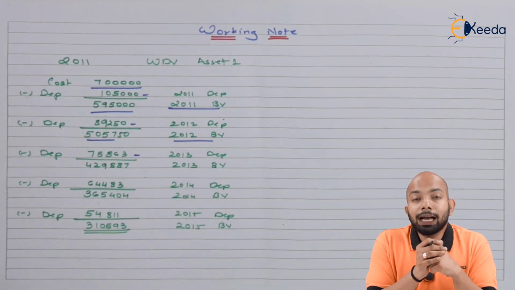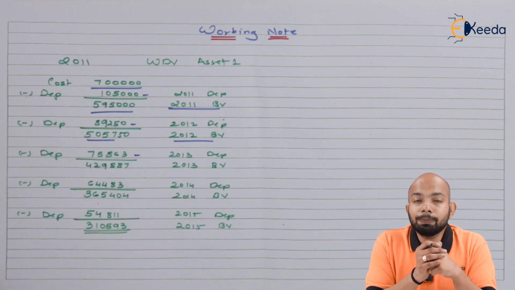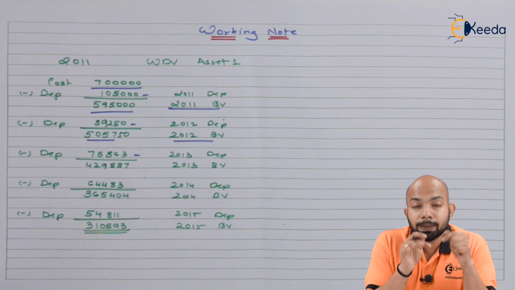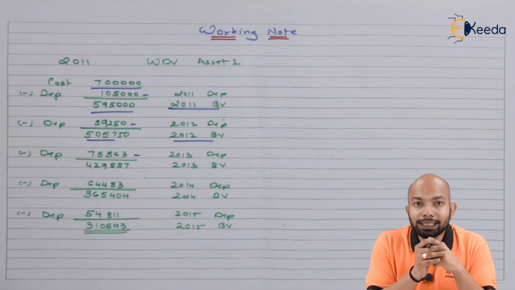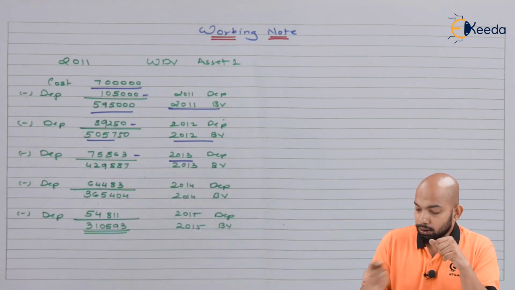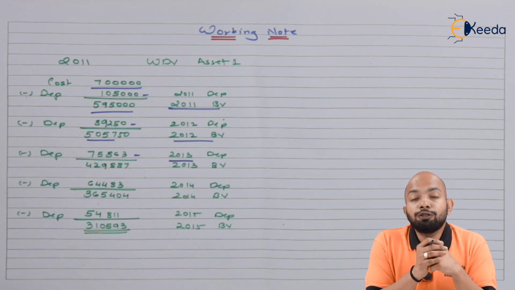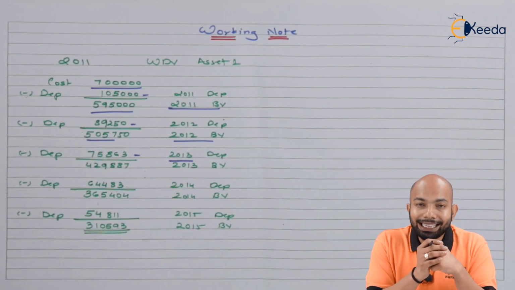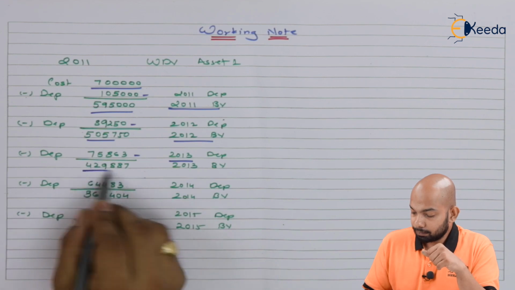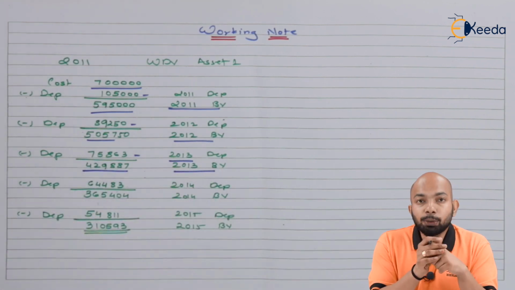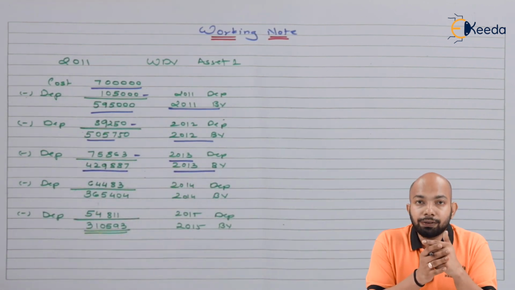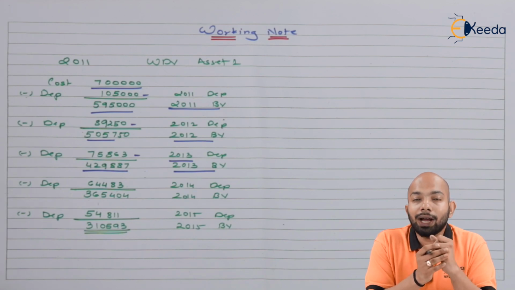Now after that there will be another reduction of 75,833 rupees, which will be the depreciation of that specific asset for the year 2013. And you will get a total of 4,29,887 here. Now on this book value again there will be a depreciation of 15% and will have a book value as mentioned below.